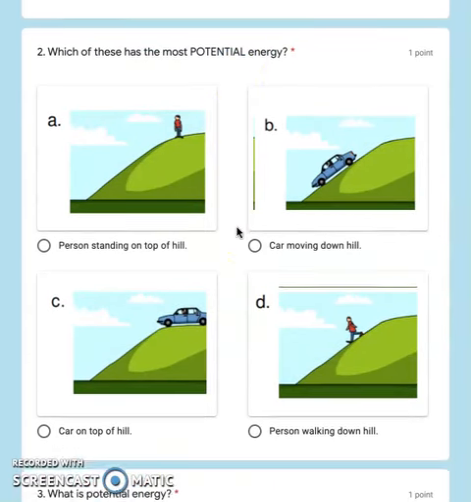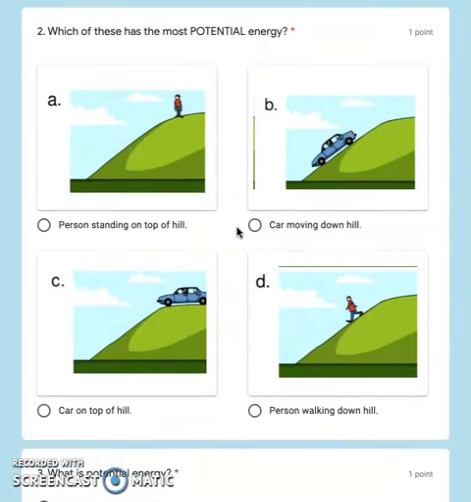Which of the following has the most potential energy? Remember, potential energy is the most amount of stored energy. So it definitely can't be B and it can't be D, because they're both showing an object or a person that's moving, right? Whether it's the person that's walking down the hill or the car that's moving downhill. So it has to be A or C.